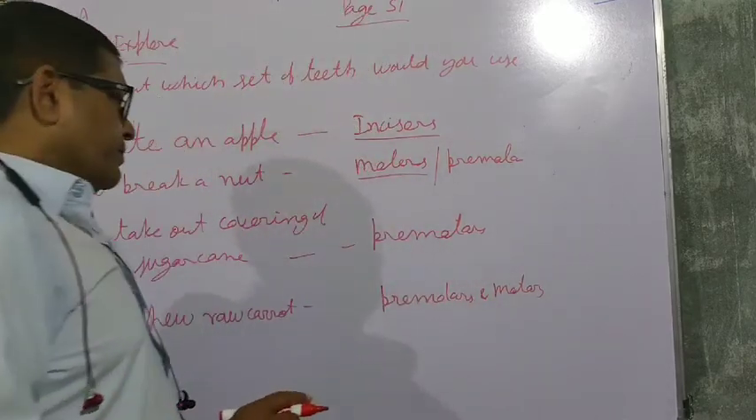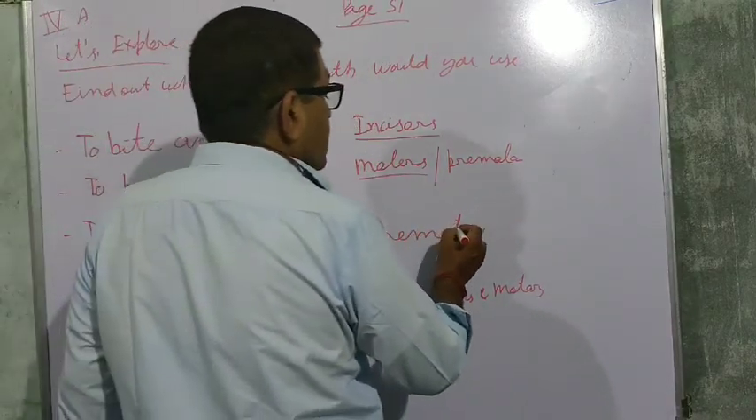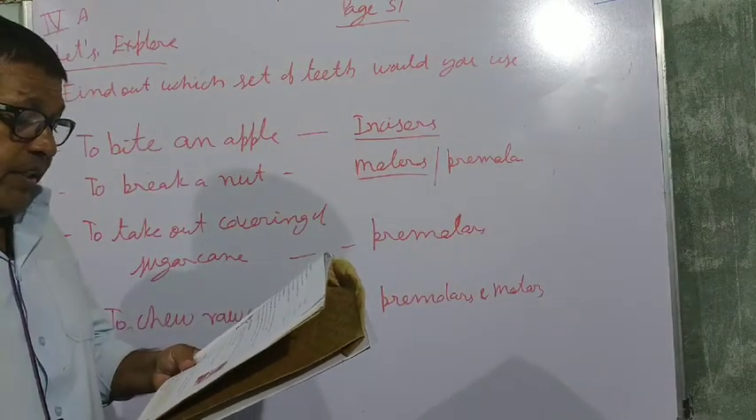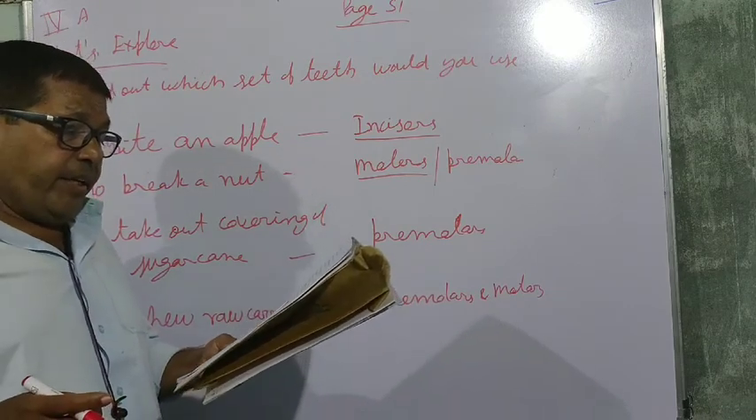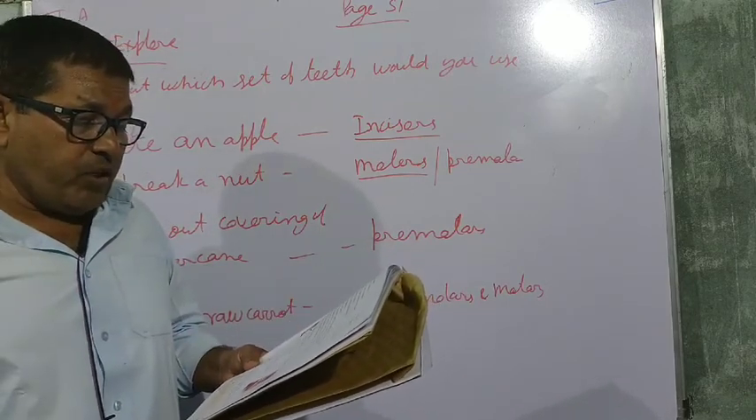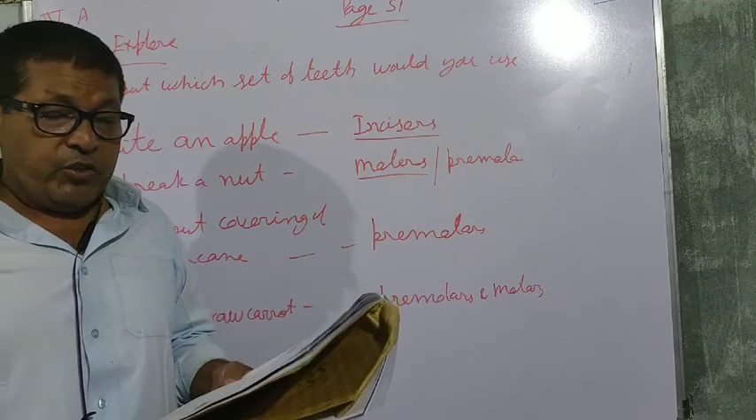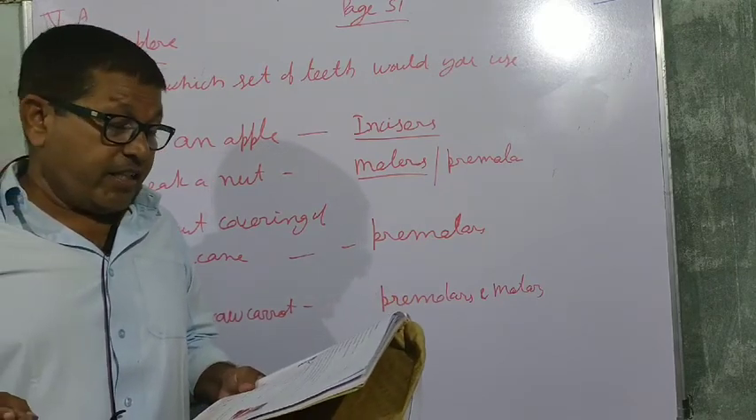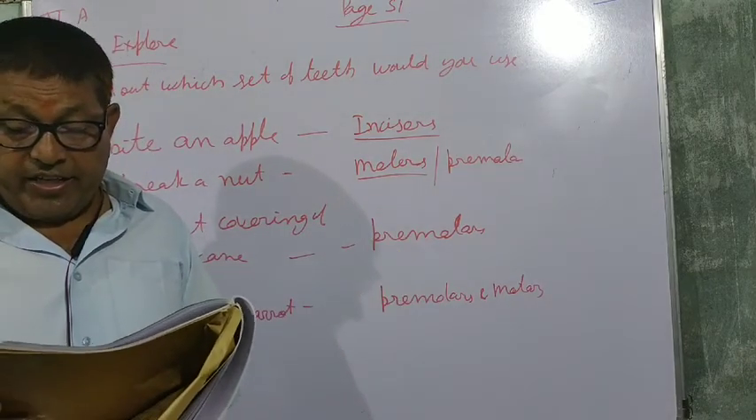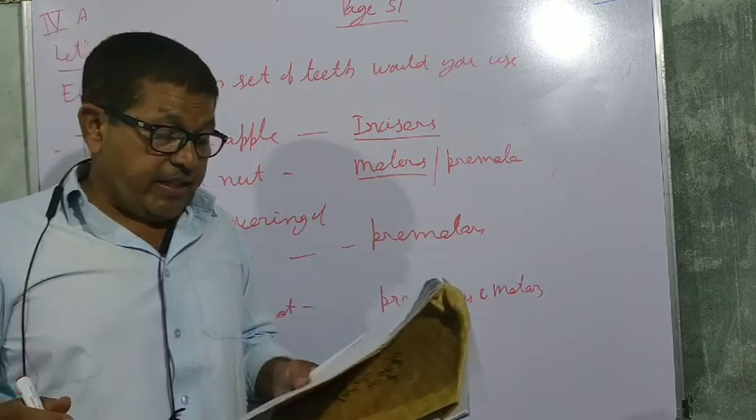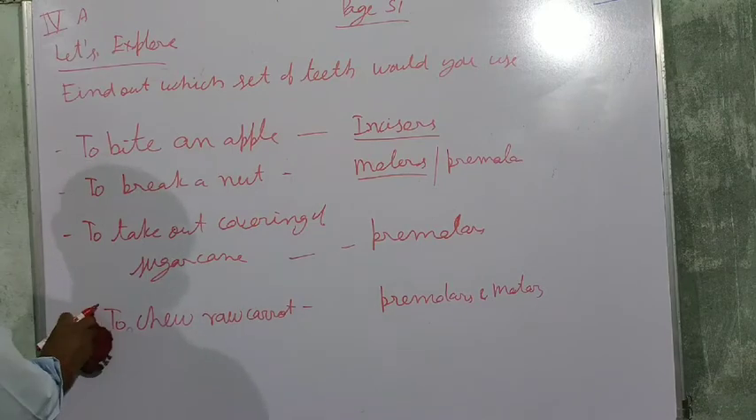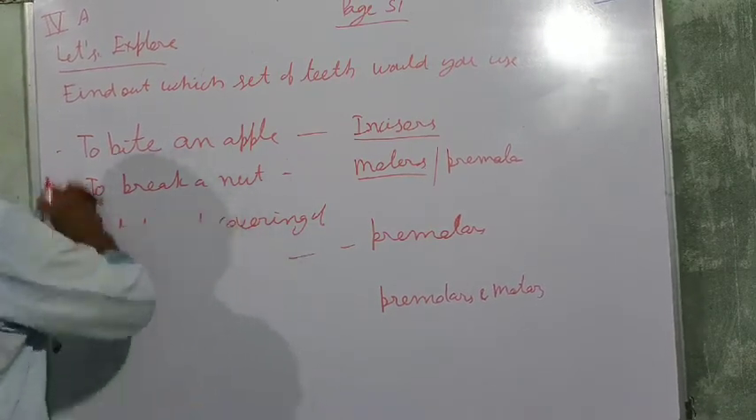So these are the teeth and what they are used for. Look at the teeth in a mirror and make a chart: the incisors, canines, premolars and molars. How many teeth do you have? So it is an activity for you. Look at your teeth in the mirror and make a chart. Next activity.